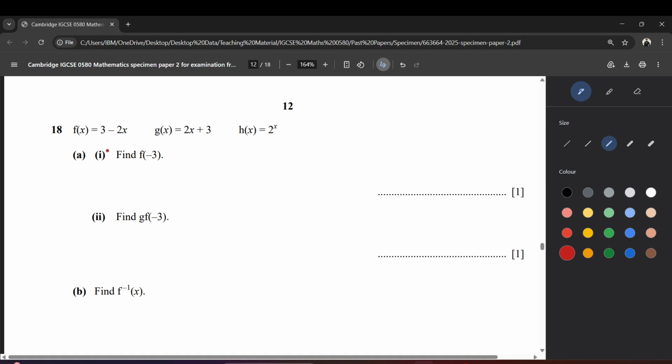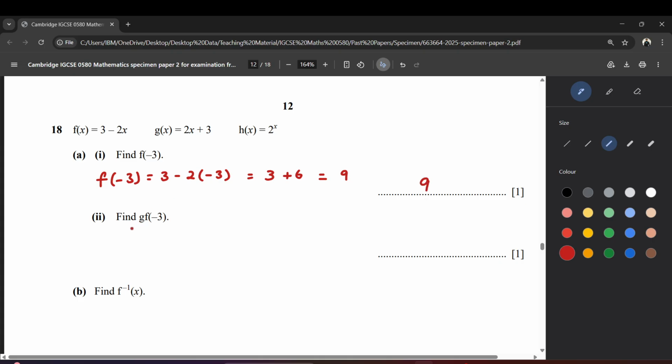Question number 18 is, find f of minus 3. Now you have been given f of x equals 3 minus 2x. So if f of x is 3 minus 2x, instead of x, you just plug in the value minus 3. So that will be 3 minus 2 times minus 3, which will be plus 6. So 3 plus 6 equals 9.